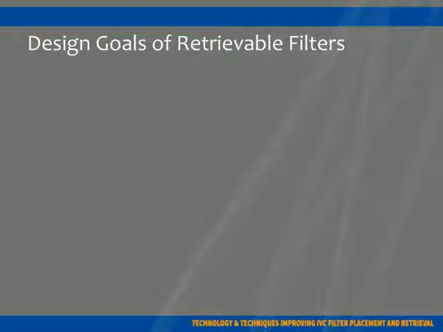When we look at a filter and we want to design a new filter or design any filter, there's certain things that we want to have. And we want to know, first of all, we've got to be able to deliver this exactly, right? Because we don't want the filter moving or ending up in a spot we don't want it.